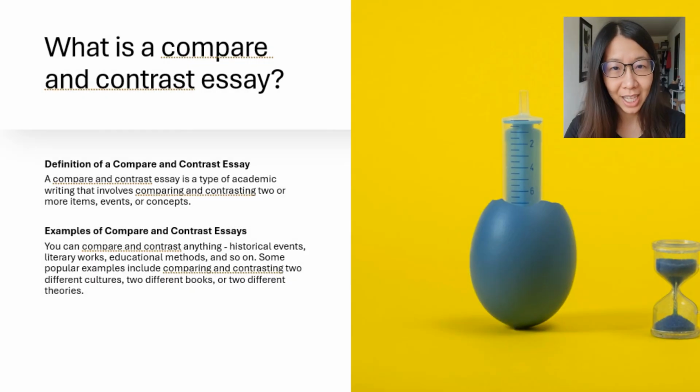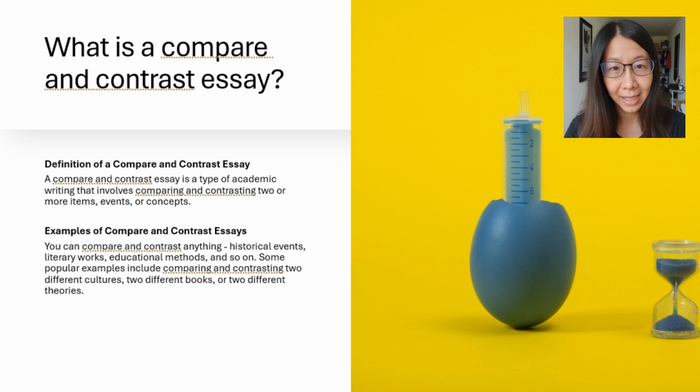Let's start by understanding the basics. What exactly is a compare and contrast essay? First, a definition. A compare and contrast essay is a type of academic writing that examines two or more items. These could be concepts, events, or objects, and analyzes both their similarities and differences. The goal is to evaluate these items critically and provide insights into how they are alike, how they differ, or both. Now, let's look at some examples.